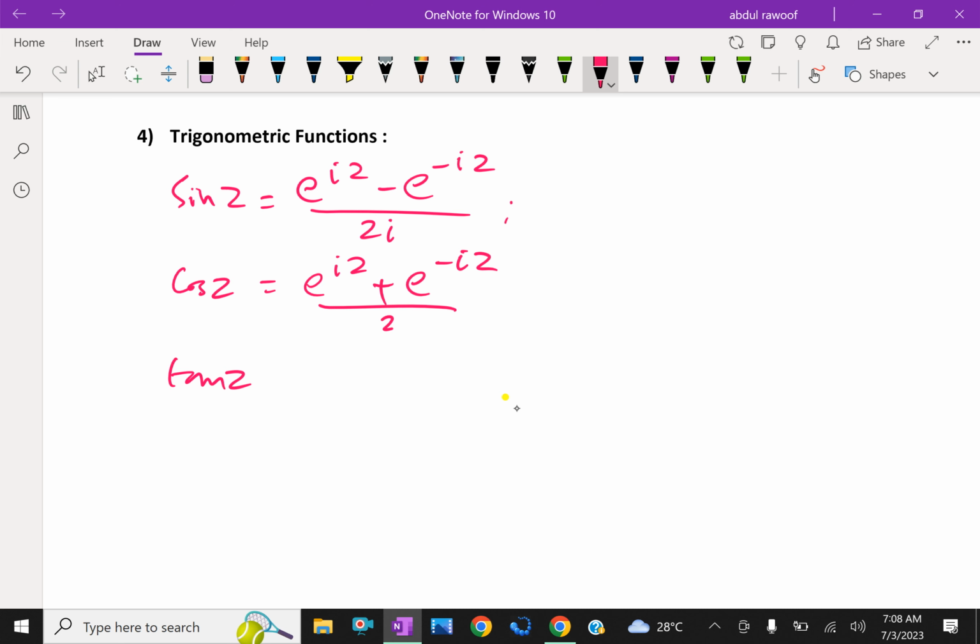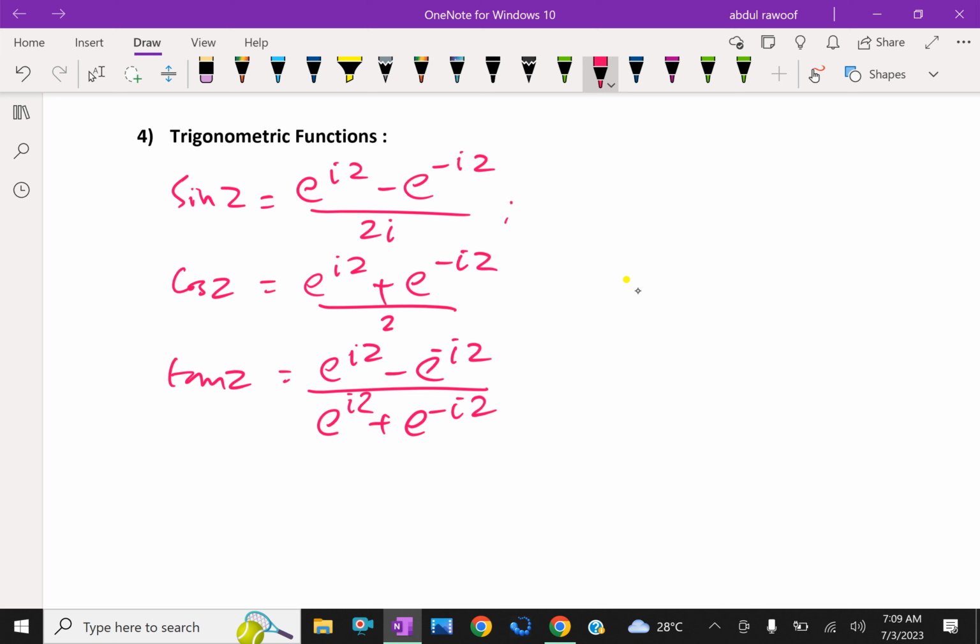Tan z equal to sin z over cos z, that is, e power iz minus e power minus iz over e power iz plus e power minus iz. It is the expression of tan z.